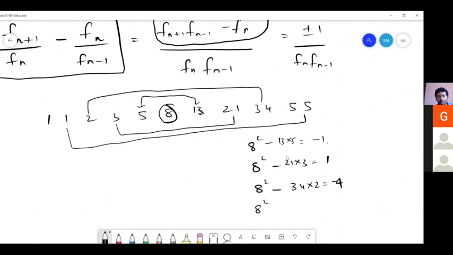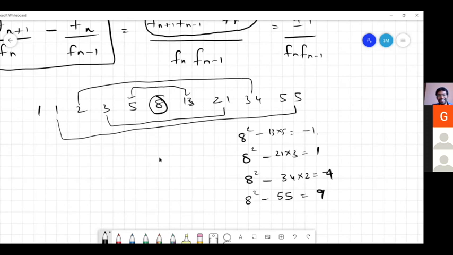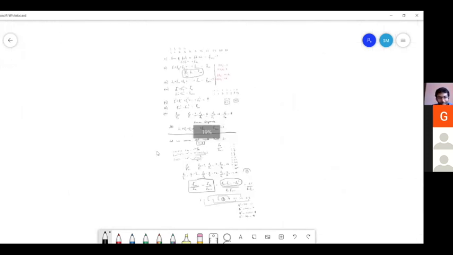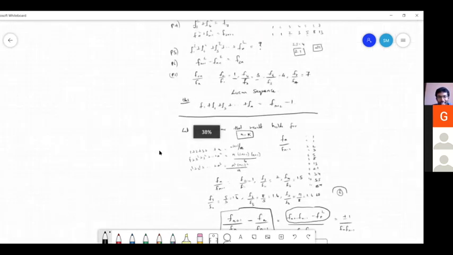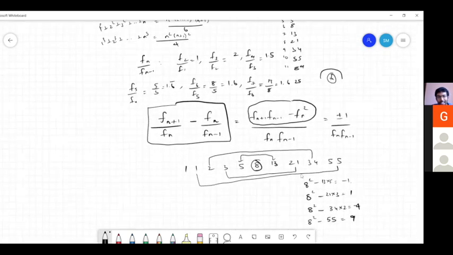Then 8 squared minus 55. This is 9. Right, I think all square numbers, right? Okay, these are all square numbers, true. These are all square numbers, but these are special square numbers. There is negative -4 also. Yeah, that's also there. Okay, so here we are reaching 1 because we chose 8, right?